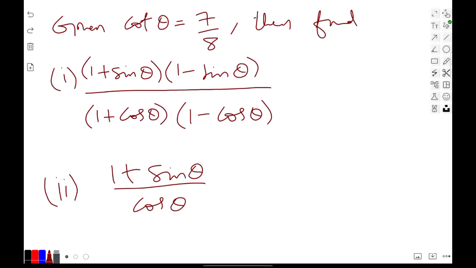Here is the next question. Given that cot theta is equal to 7 by 8, we need to find (1 plus sin theta) into (1 minus sin theta) by (1 plus cos theta) into (1 minus cos theta), and the second question, (1 plus sin theta) by cos theta. However, they have given cot theta, which is 7 by 8. You know what cot theta is? It is adjacent by opposite. Alright, let's do the sum here.